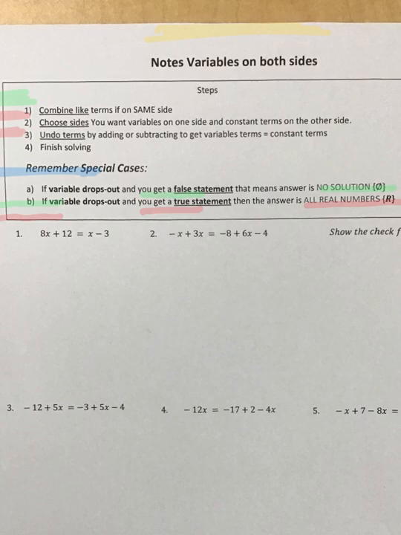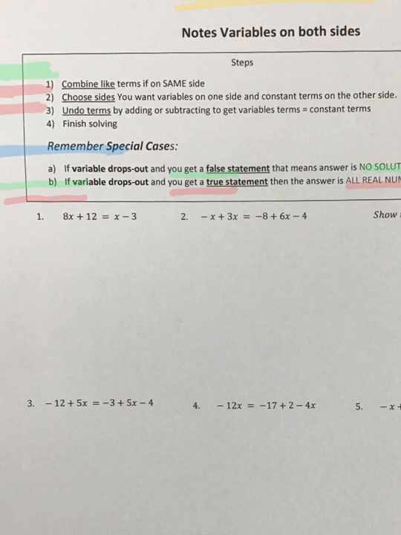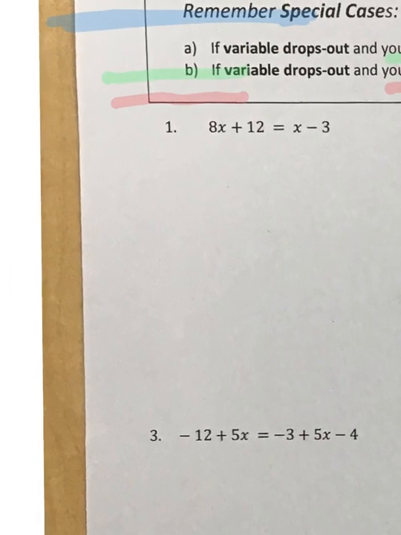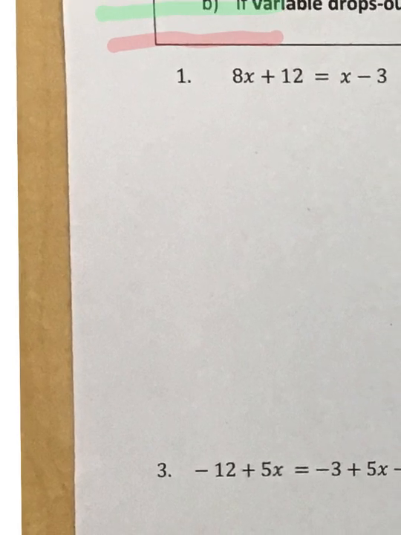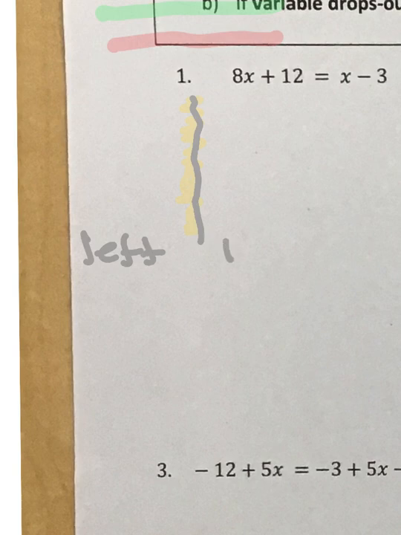In problem number 1, some kids like to highlight down the middle where the equal sign is. If you don't have a highlighter, some kids like to draw a little line down there so they can see the left-hand side from the right-hand side. If that helps you see what's on the left side of the equation and what's on the right-hand side, that's fine to do. Otherwise, if you don't need it, that's fantastic.